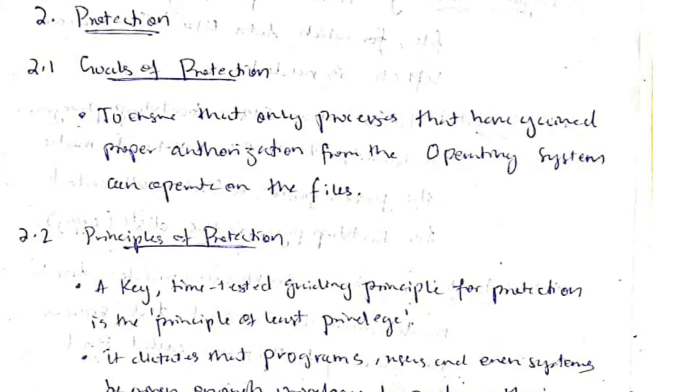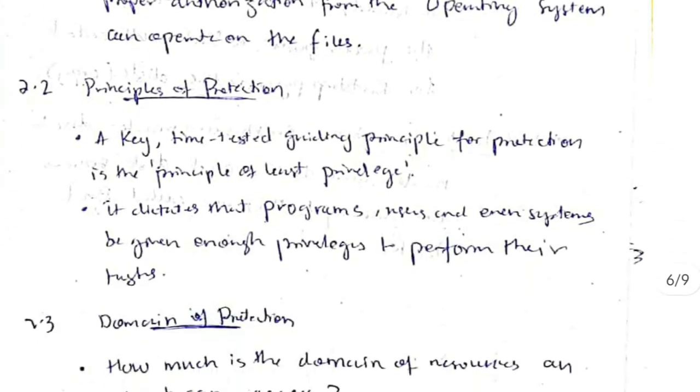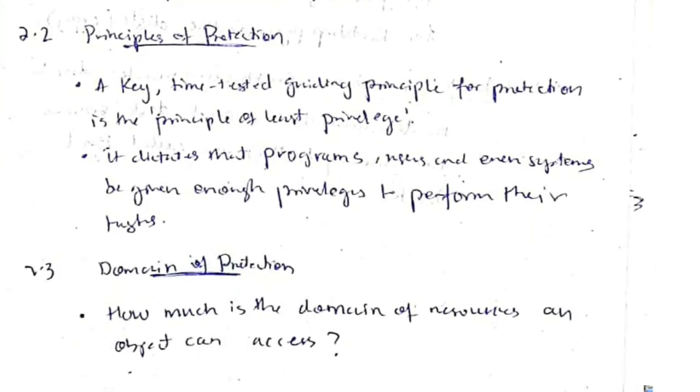Okay, that is the goal of protection. And what is the principle of protection? This means that there are many processes here like P1, P2, P3. Each process will be given the least privileges, meaning only as much as it needs will be given to each process.